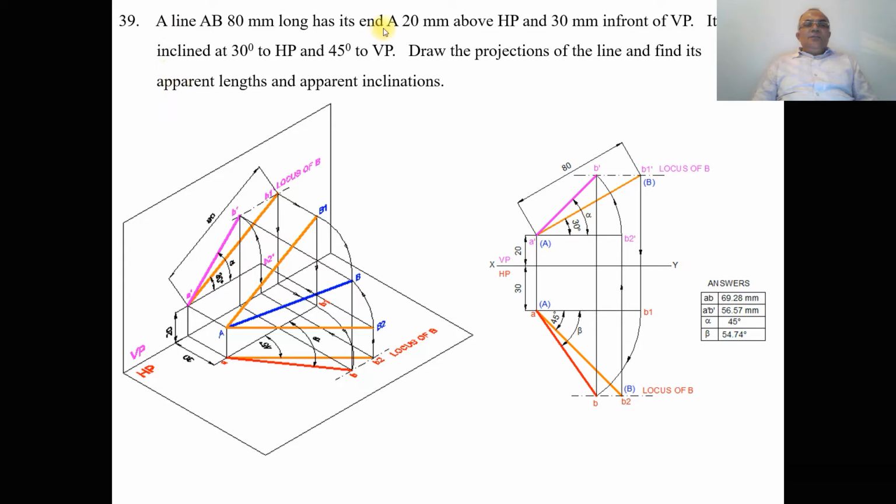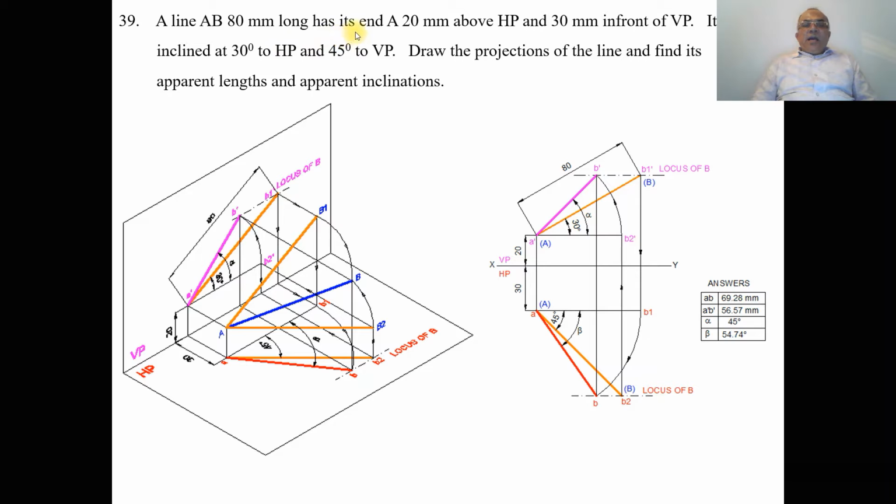So this is the problem which is given, wherein it says a line AB, 80 mm long. Since it is the line capital AB, as the notation from the introduction of lines, we know that capital AB is always the true length. If I represent it as capital AB, that means it is in true length. So if it is the true length, then the line has to be parallel to any one of these planes.